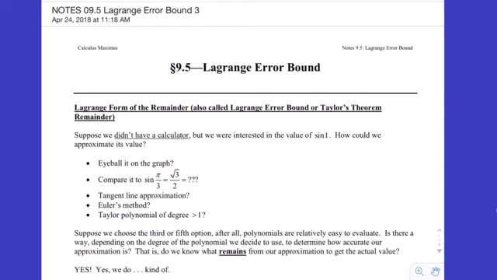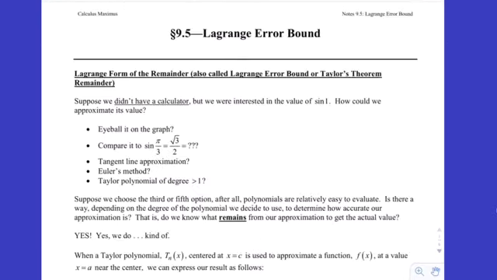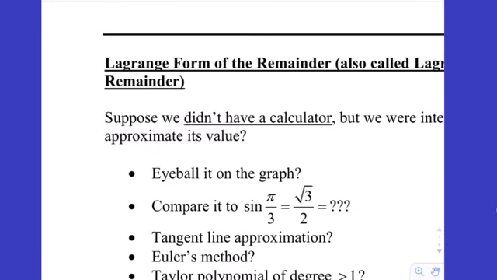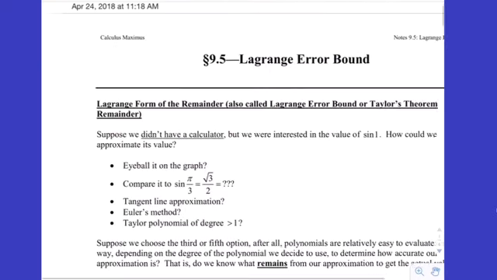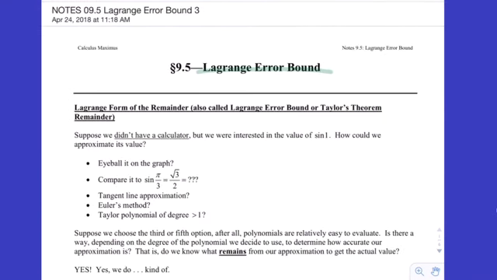So this was advanced by Joseph Louis Lagrange. It's sometimes called Lagrange error bound, Lagrange error. It's sometimes even called Taylor's theorem remainder. It's all kind of related. It'll usually be asked for you to find the Lagrange error bound, okay? Unless it just specifically says, like yesterday, find the error of an alternating series.